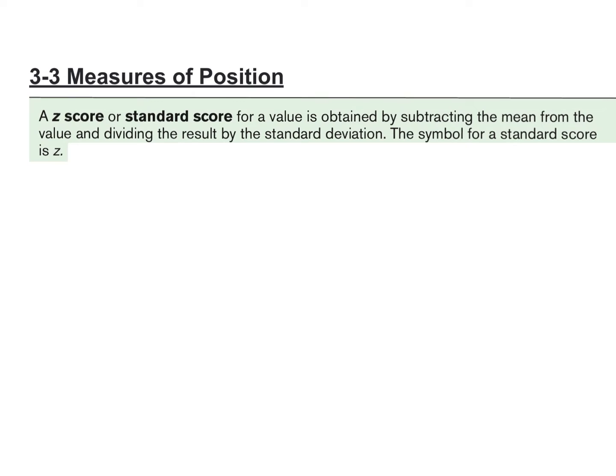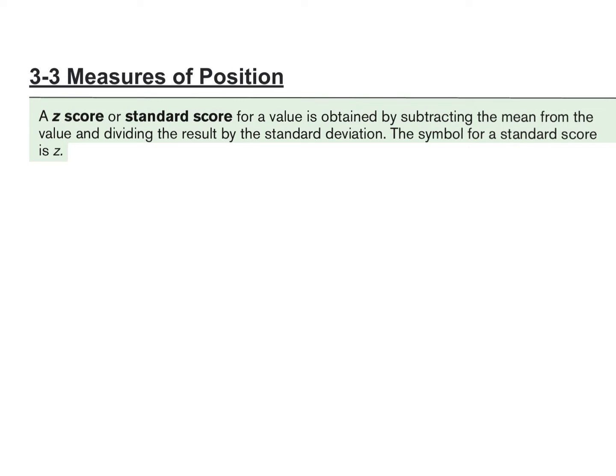The first way that we're going to look at that is something called the z-score, sometimes known as a standard score, but to be honest, we don't ever use that phrase. It's always just a z-score. And it's obtained by subtracting the mean from whatever the value is we're talking about and dividing by the standard deviation. And this connects to what we did with Chebyshev's theorem in 3.2.